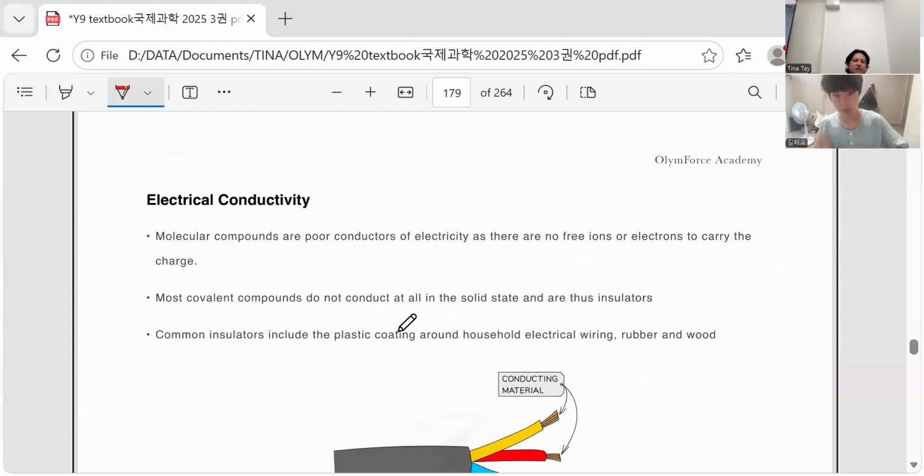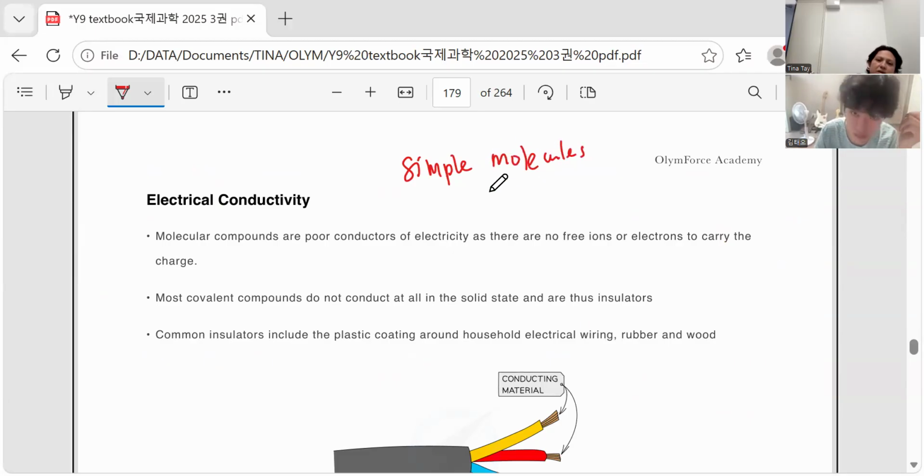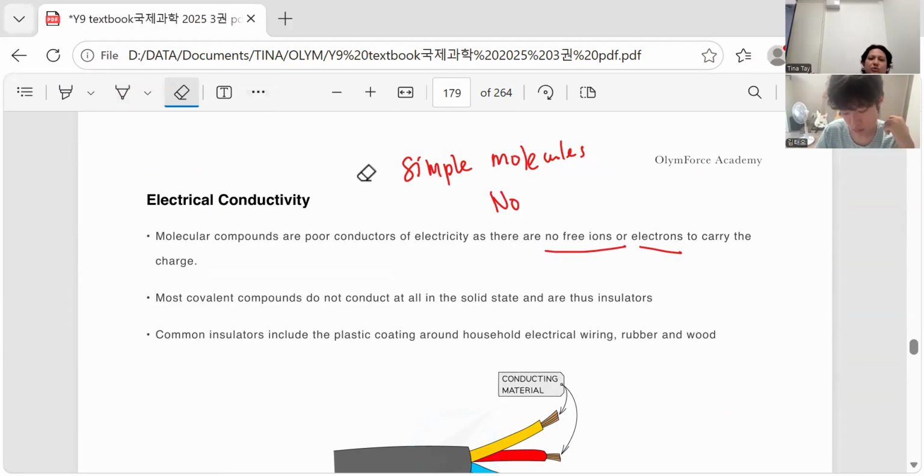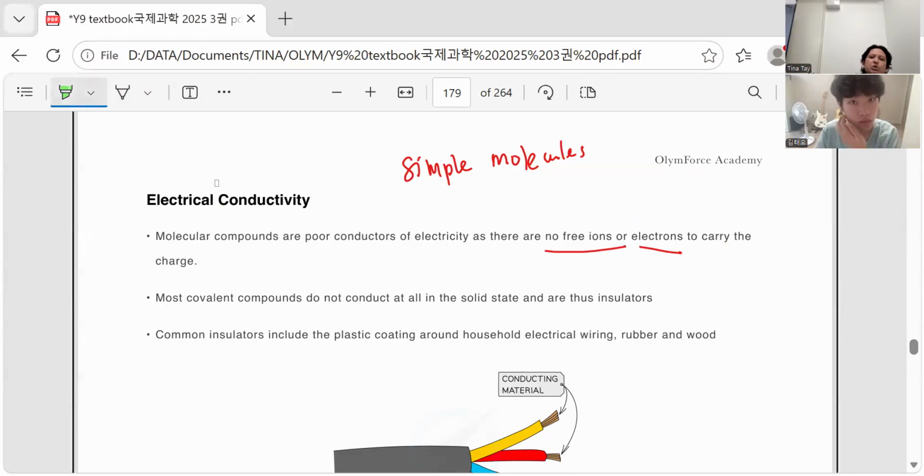So it also cannot conduct electricity. Why cannot conduct electricity? Remember I told you about who can conduct electricity? Something must be moving, right? So ions must be moving, electrons must be moving. But in a covalent molecule, it is just simple molecules. So simple molecules have no charge. Because they have no charge, no ions and no free moving electrons. So there's nobody to conduct electricity.